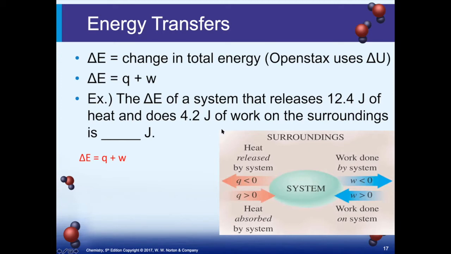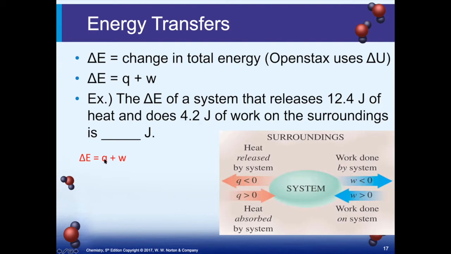Okay, so let's think it through. We're saying that the system releases, that's the key word, releases 12.4 joules of heat. So we have the system, and heat is being released by the system, 12.4 joules. So that means it needs to be less than 0, a negative number. So that right here is going to be a negative 12.4. And it does 4.2 joules of work on the surroundings. So once again, we have the system, and that system is doing work on the surroundings. So this is work done by the system. So once again, that means a negative value. W is less than 0. So this also needs to be a negative 4.2.